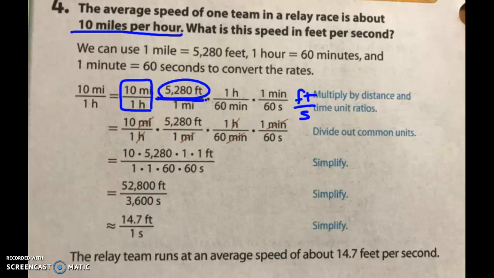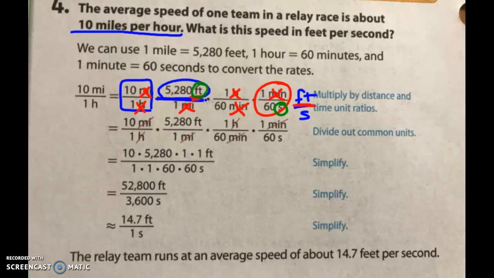Let me get a different color. So hours and hours will cancel, and miles will cancel. So now we have feet in the top. That's good because that's what we want at the end. But we have minutes in the bottom. We don't want minutes in the bottom. We want seconds in the bottom. So we're going to keep going, and we're going to multiply by this last ratio. This last ratio helps us because we can get rid of minutes in the top and minutes in the bottom. And our final ratio gives us the seconds in the bottom that we're looking for.